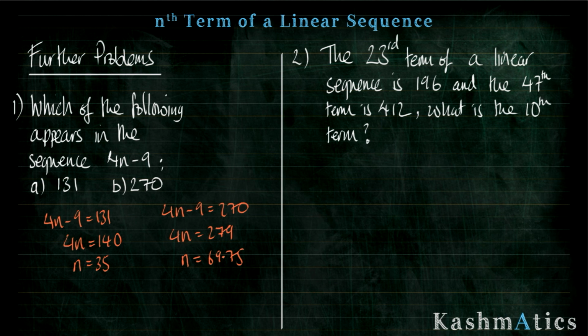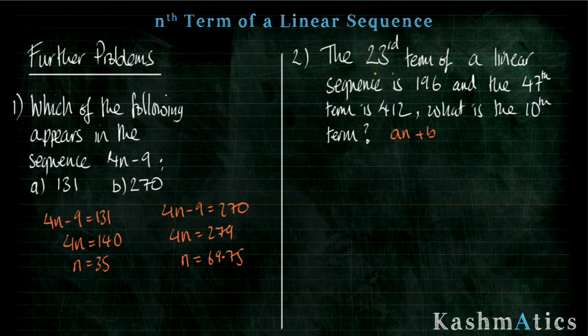Now this second question is slightly trickier, and what we need to do is use simultaneous equations to actually solve it. That's not the only way to do it, but it's the way I'm going to do it. The first thing I'm going to do is generalize the rule for the sequence. So we know it's going to be something n plus or minus something else. I'm just going to write it as an plus b.